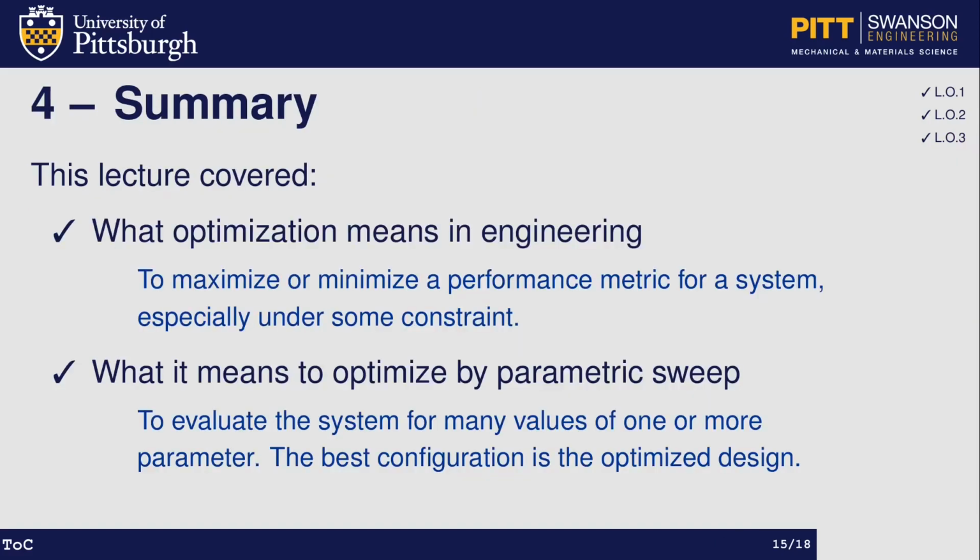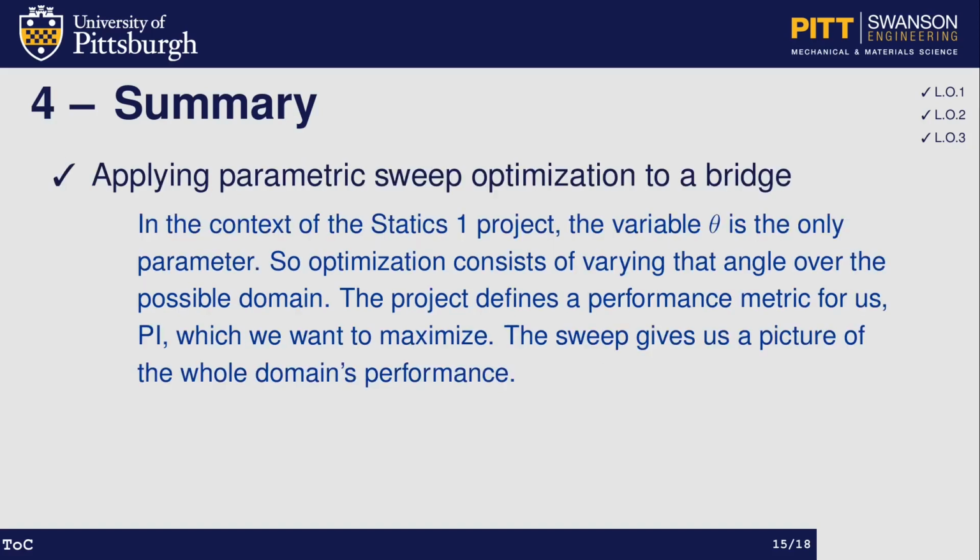Now, in summary, optimization in engineering means to maximize or to minimize a performance metric for a system, especially under some constraint. To optimize by parametric sweep is to evaluate that system for many values of one or more parameters. The best configuration is the optimized design based on that.